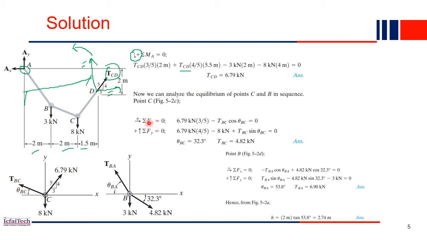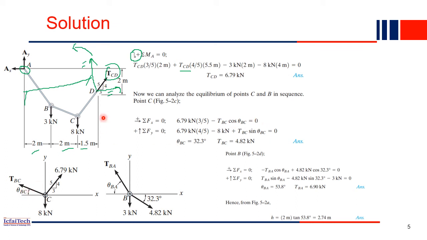So let's do it. We apply summation of all horizontal forces about point C equal to 0. What are the horizontal forces? This is an inclined force, so it has a horizontal component: 6.79 into cos theta, which is 3 by 5, minus TBC, which is also an inclined force. It also has a horizontal component, TBC into cos theta BC. Just make sure of the sign convention. This equals 0.